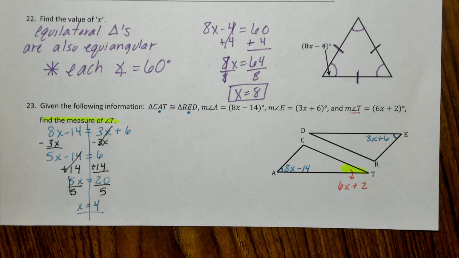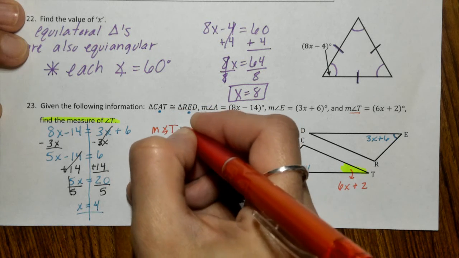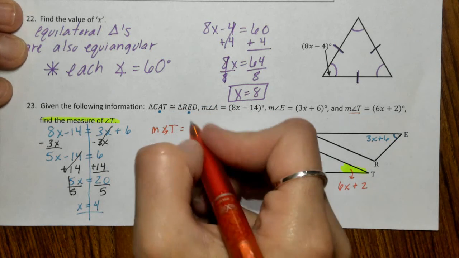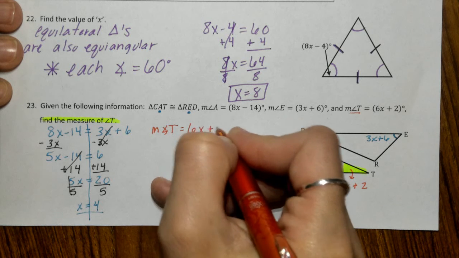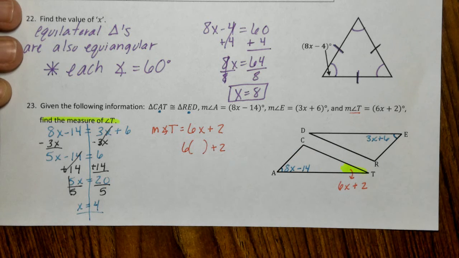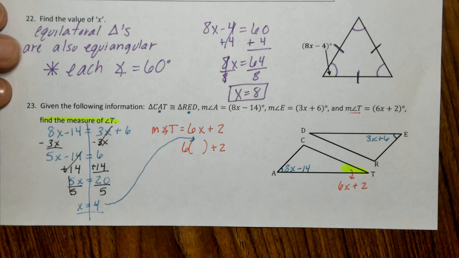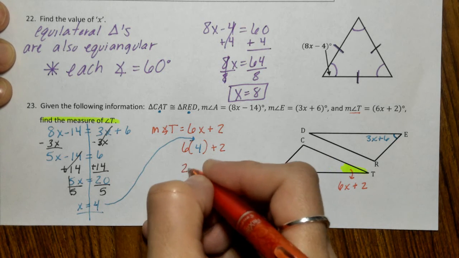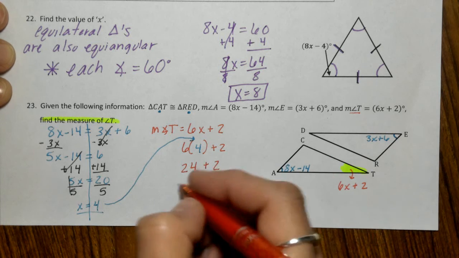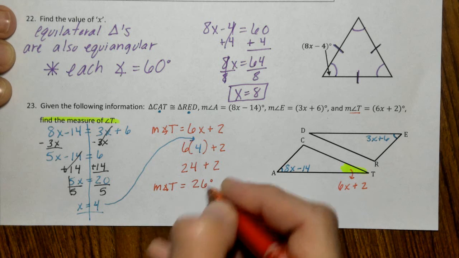Now remember, that's not what we wanted. What we wanted to find was the measure of angle T. And we were told in the problem that it was 6x plus 2. So we're going to use our substitution property, and we are going to substitute the x for 4, and then just solve. 6 times 4 gives us 24. Bring down that plus 2. The measurement of angle T will come out to 26 degrees.